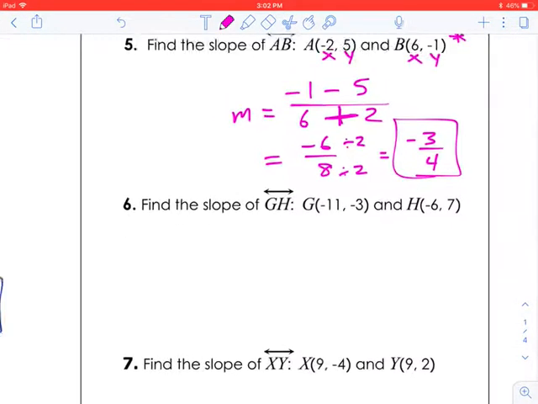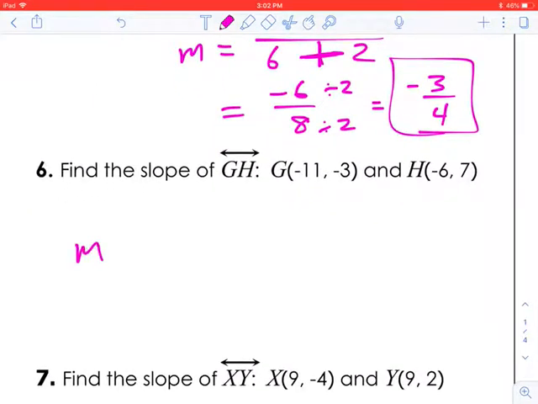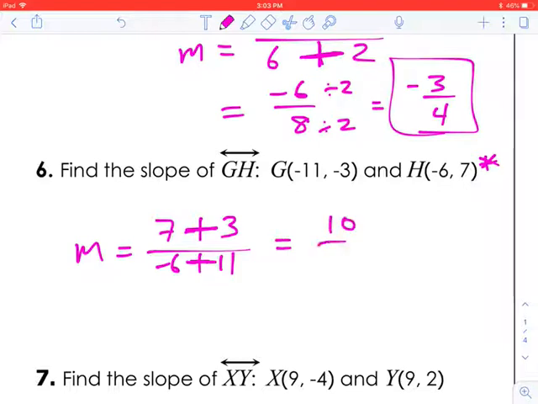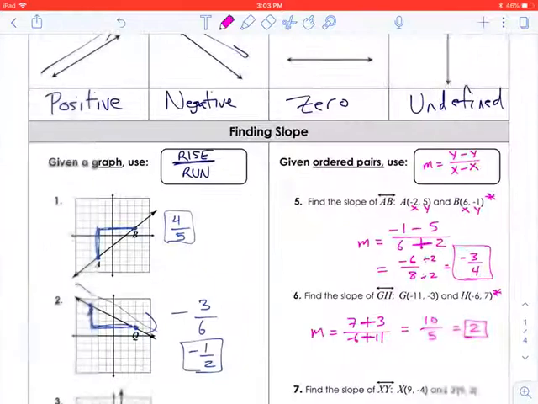So in the same fashion, I'm doing y minus y once again. But this time I'm going to start with this one again. So this is 7 minus negative 3, which becomes plus. And then negative 6 minus negative 11, which becomes plus as well. So that's going to be 7 plus 3 is 10. Negative 6 plus 11 is 5. And so 10 divided by 5 is 2, or 2 over 1, either way. Okay, so that's finding the slope.